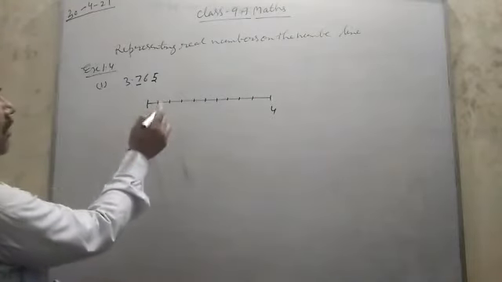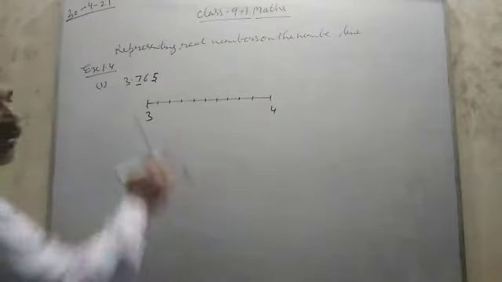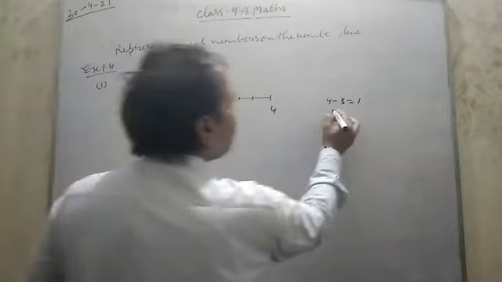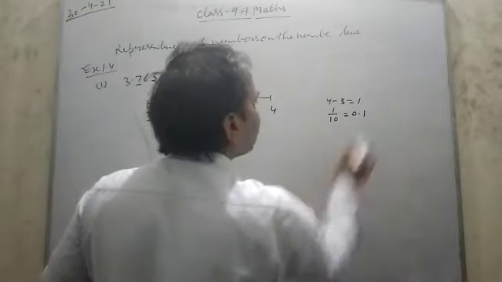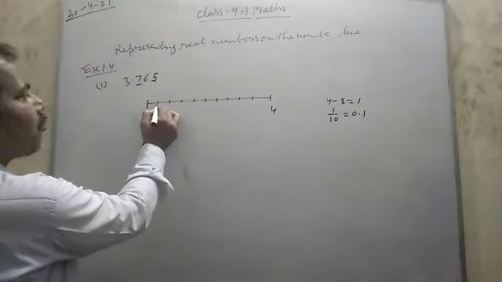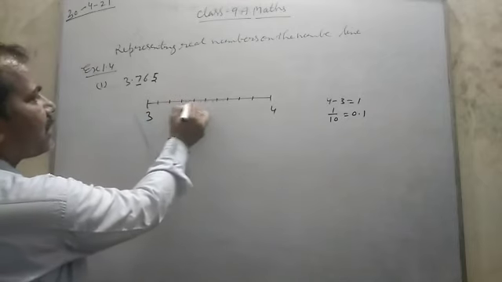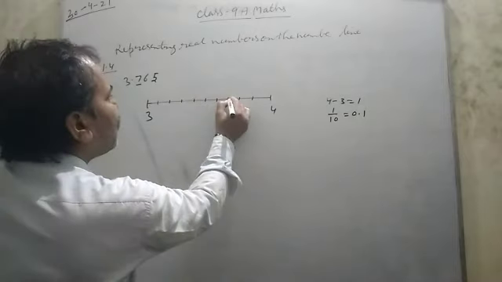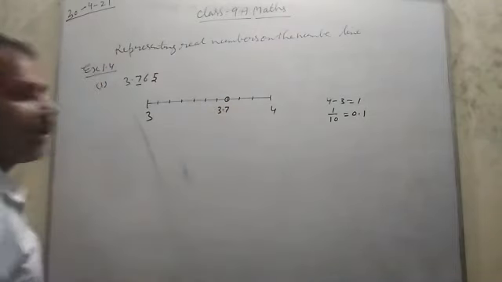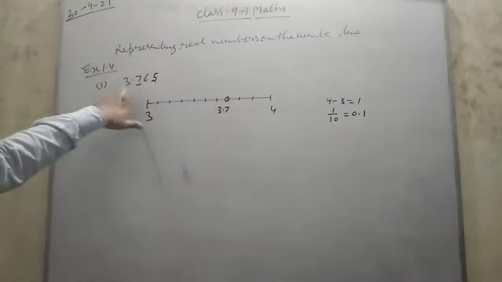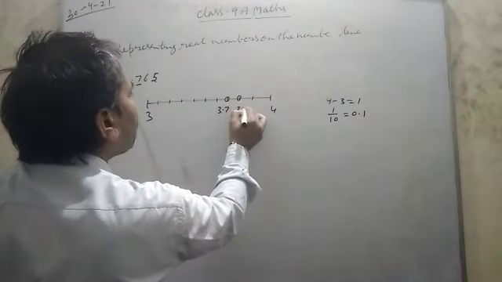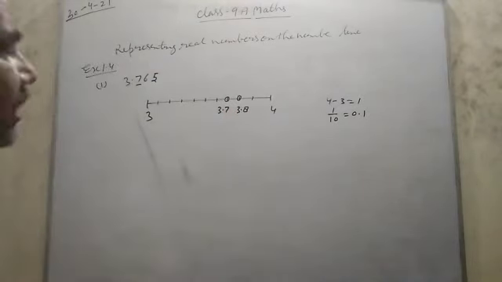So 3.7. The distance between 3 and 4 is 4 minus 3, which is equal to 1. So one part will be 1 divided by 10, which is 0.1. This first part is 0.1, meaning 3.1, 3.2 like that. So 3.7 means 7 parts: 1, 2, 3, 4, 5, 6, 7. So this will be 3.7. But the given number has more digits after 3.7, so it will lie between 3.7 and the next number, 3.8.